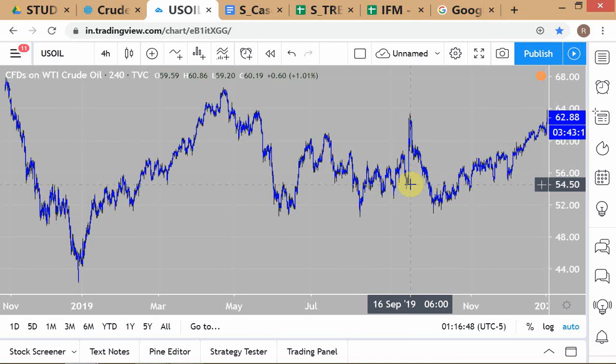So as you can see here, when the news came, it shot up, but then without any real change in the news, it went back all the way down. Because they were looking at other factors like supply, oversupply, and all that. So that's the problem.